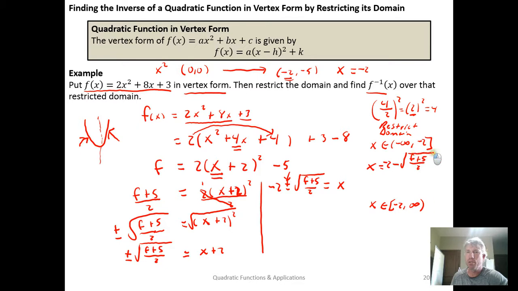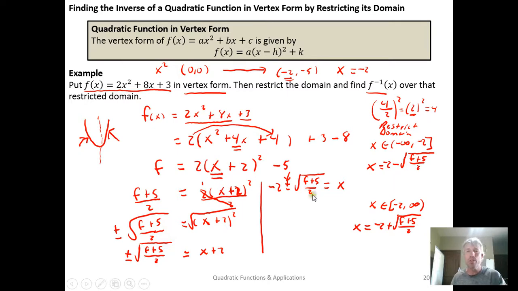over 2. And on the restricted domain from -2 to infinity, that corresponds with everything to the right of the line of symmetry. We get the inverse function as x equals the -2, but it's going to be plus the square root of f plus 5 all over 2. So we get 2 inverse functions because of the plus or minus. One corresponds to the part of the graph that is to the left of the line of symmetry. The plus the square root, or the positive square root, corresponds to the stuff that's to the right of the line of symmetry.